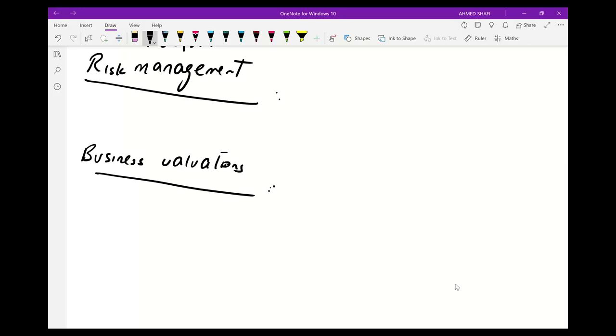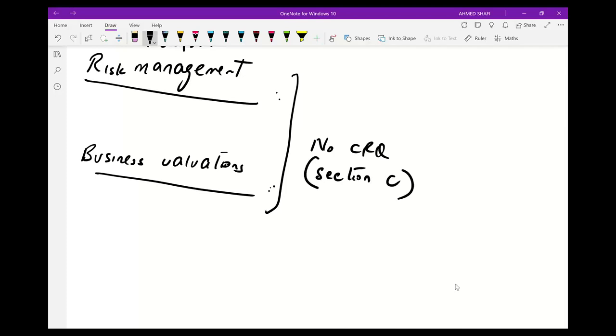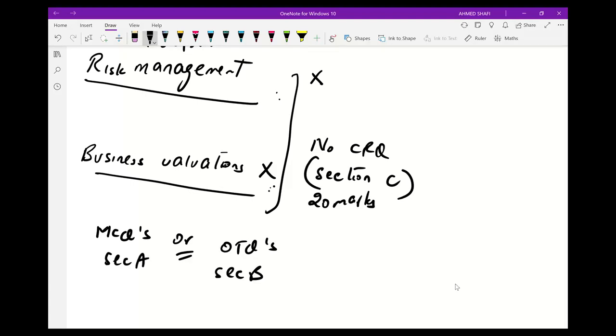And as you all know, when we talk about risk management and business valuation, there can be no CRQ. CRQ means constructive response question of section C, worth 20 marks, is not possible either from risk management or from business valuation. You can only face MCQs or OTQs, that means section A questions or section B questions from each of them. Okay. So in today's class, it entirely depends on whether we have sufficient time or not. My plan is that we will be doing two OTQs, objective type questions, section B questions from risk management, and similarly two OTQs from business valuations, so that you get some know-how regarding these two topics.